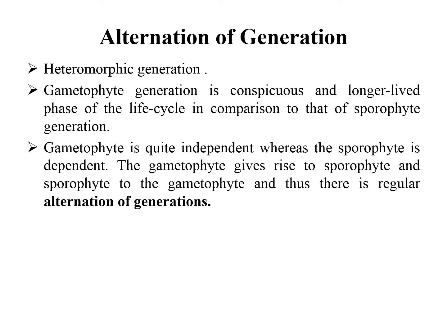Let's further explain the alternation of generations in bryophytes, where the two generations are morphologically different. This type of alternation of generations is known as heteromorphic. In bryophytes, the gametophyte generation is the conspicuous and longer-lived phase of the life cycle in comparison to the sporophyte generation. Here, the gametophyte is quite independent, whereas the sporophyte is dependent somehow on the gametophyte for its nutritive supply. The gametophyte gives rise to the sporophyte and the sporophyte to the gametophyte, and thus there is regular alternation of generations.